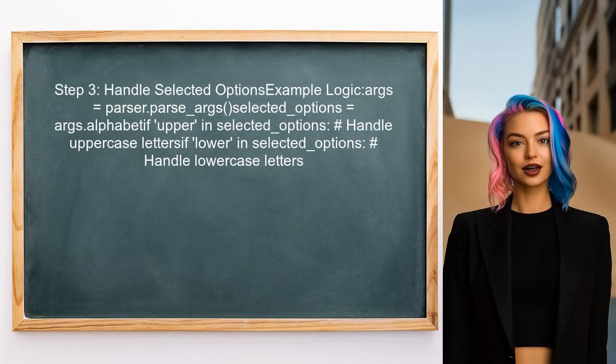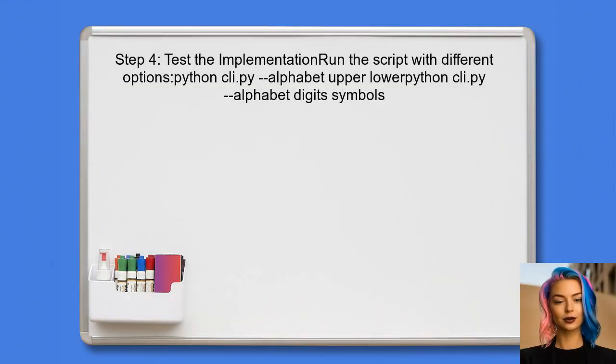After setting up the argument parser, the user should implement logic to handle the selected options. This means checking which options were provided and processing them accordingly. Finally, the user can test their implementation by running the script with different combinations of options. They can use the command line to see how the program responds to various inputs.